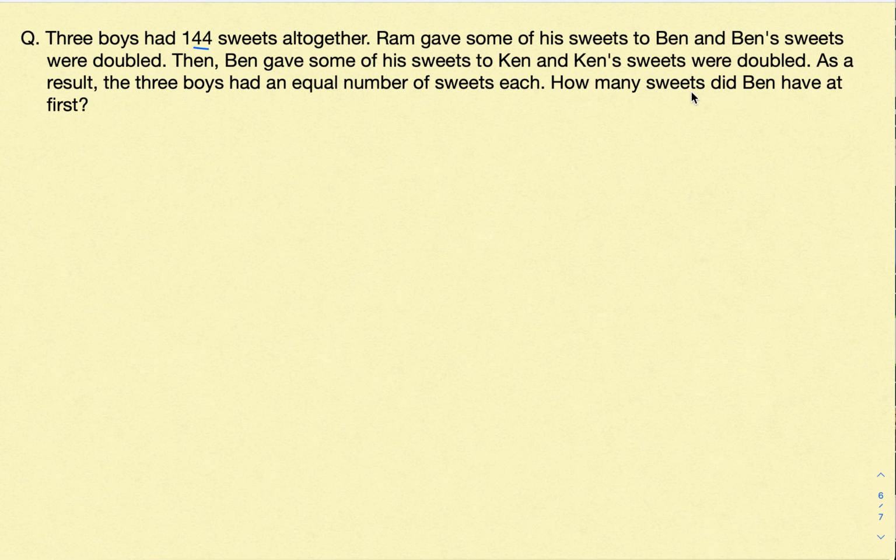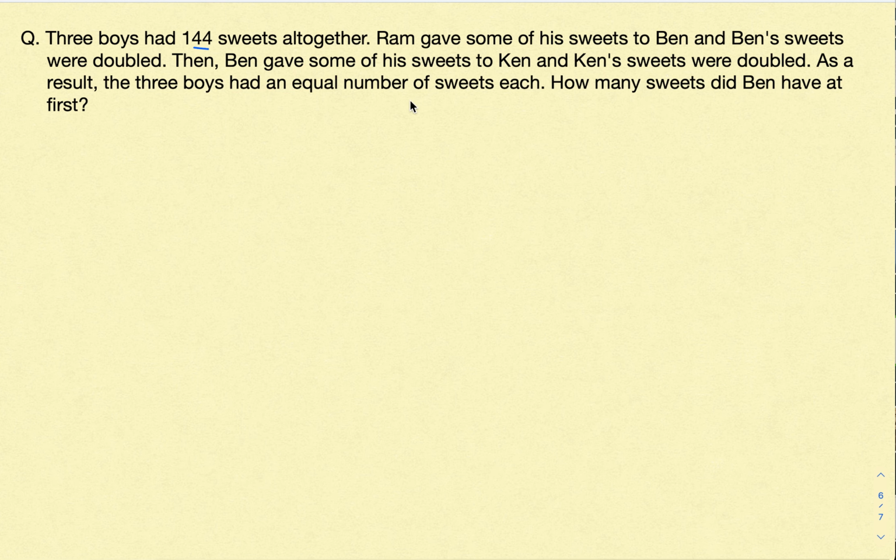So what we have here is a very wordy question, and we know that the three boys altogether have 144 sweets. Then it happened that Ram gave some of his sweets to Ben, and because of the sweets he received from Ram, his sweets doubled. And then Ben gave some of his sweets to Ken, and then his sweets doubled. So at the end, the three boys had an equal number of sweets.